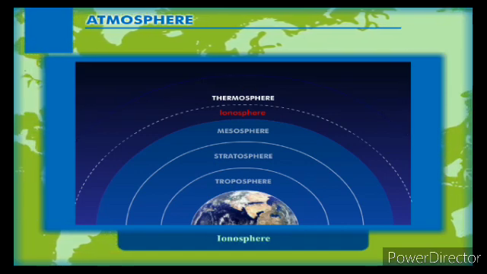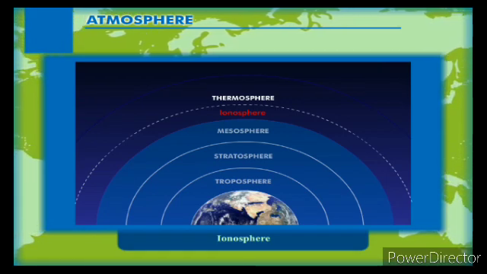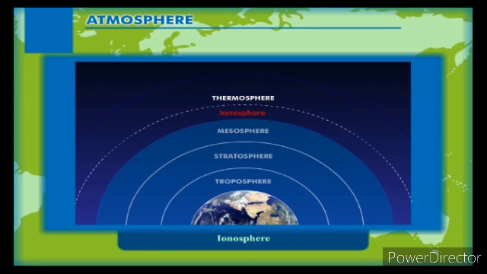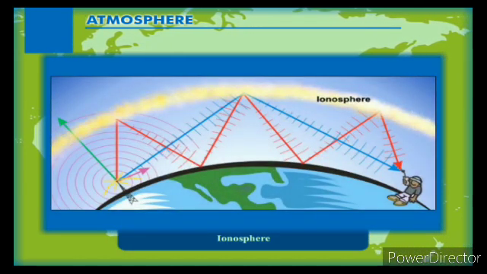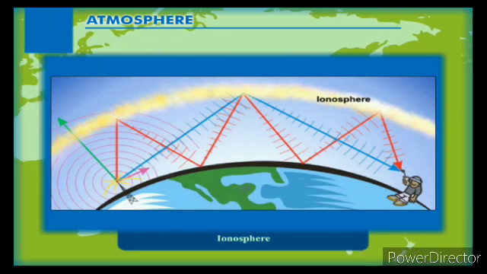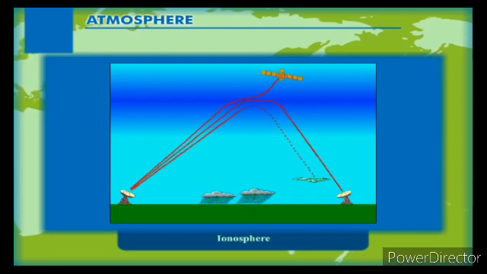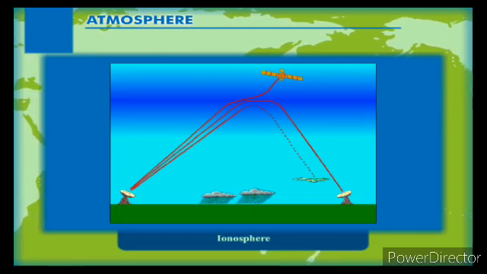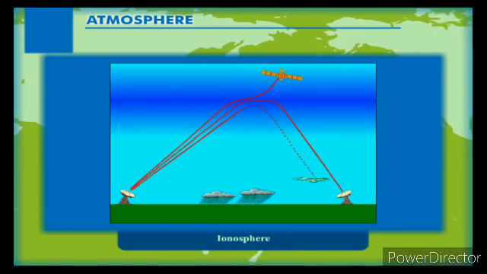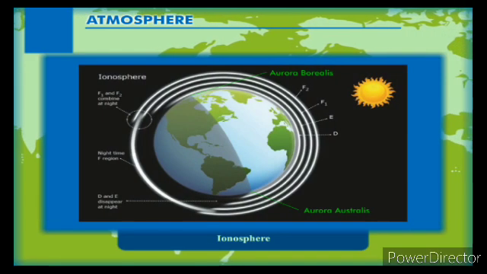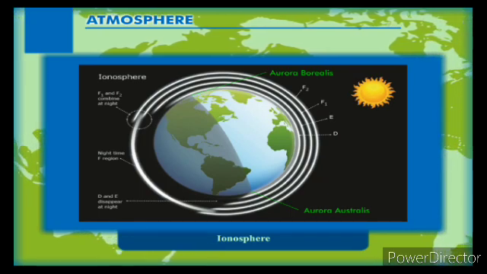Ionosphere. It lies above mesosphere and extends up to a height of about 400 kilometers above Earth's surface. It contains electrically charged particles called ions, which help in transmitting communication signals. Radio waves are reflected back to the Earth from this layer. Communication satellites help in transmitting the signals back to Earth. The temperature rises rapidly with altitude in this layer.